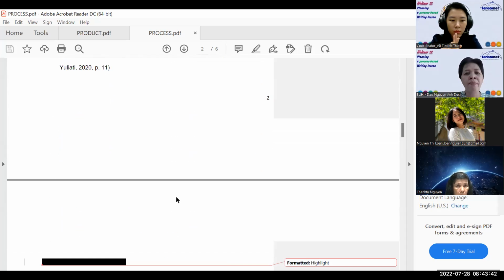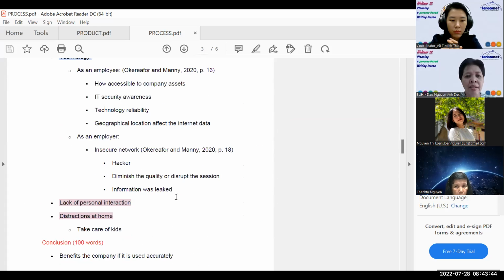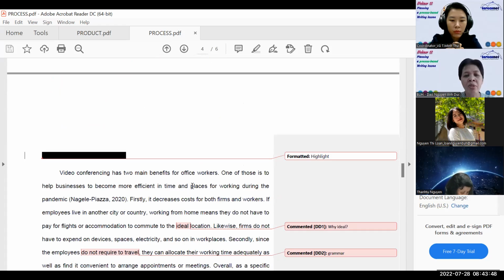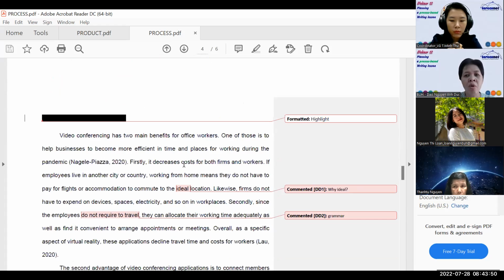So this is one. And after that, when I got back the conclusion, you see the outline, the detailed outline, and then they started writing.